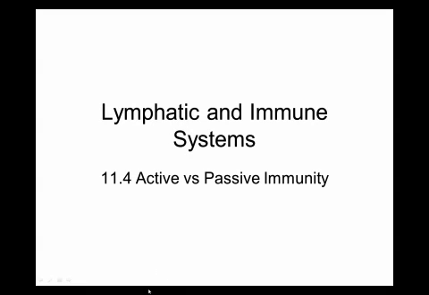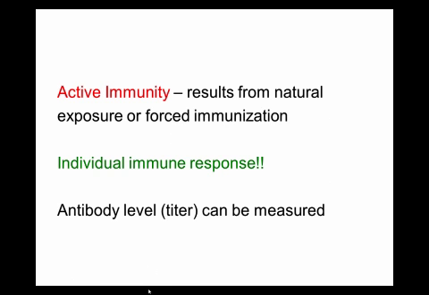11.4 Active versus passive immunity. Active immunity results from natural exposure or forced immunization. However, it is an individual immune response. We have either been exposed to some pathogen naturally, or we have been injected with a portion of some pathogen, so we have been through our own immune response.